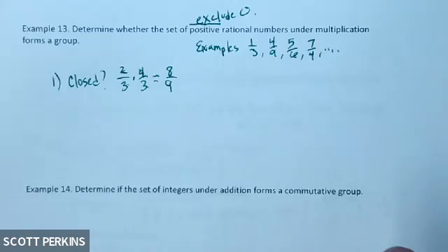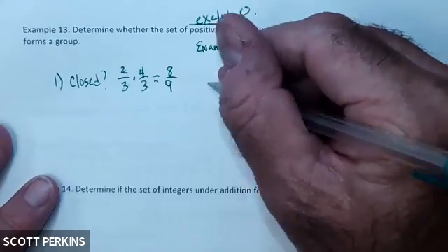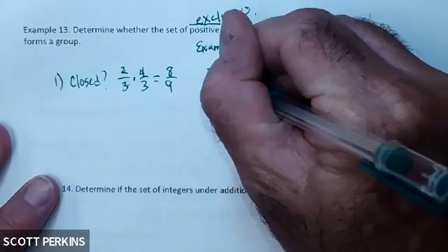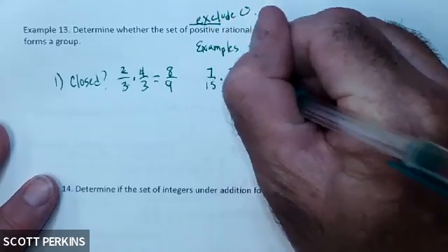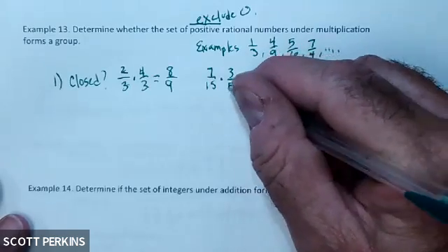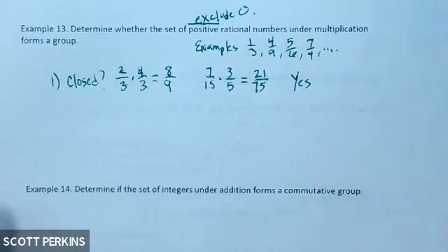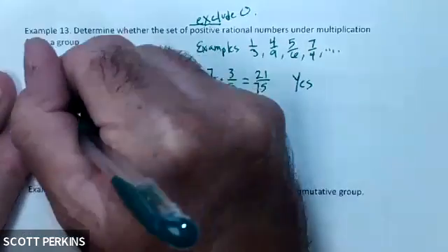Is 8/9 a positive fraction? Yes. Let's pick another pair just to make sure that we're certain. Somebody else give me another pair of positive fractions. 7/15 times 3/5. So 7 times 3 is 21. 15 times 5 is 75. I could reduce that a little bit, but I'm not worried about that. We'll just keep it like it is right now. Is 21/75 a positive fraction? Yes. So if I take two positive fractions and multiply them, do you think I always get another positive fraction? Yes. Okay, so far we're good. It's closed.